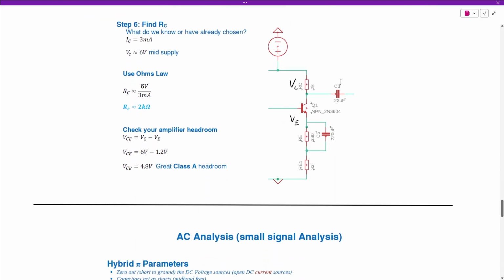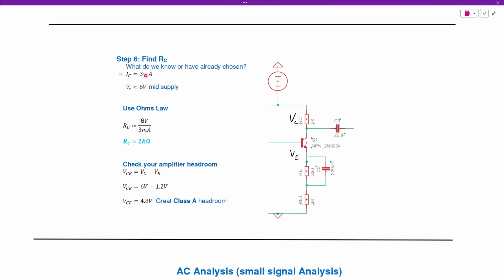So let's move on to RC. What do we know? I've already chosen IC again, 3 milliamps, VC, 6 volts, mid supply. So we need to calculate what value this resistor will be. Using Ohm's law, we know the current, we know the voltage at that section, divide them. RC comes out to 2 kilo ohms. Very simple. We like that.